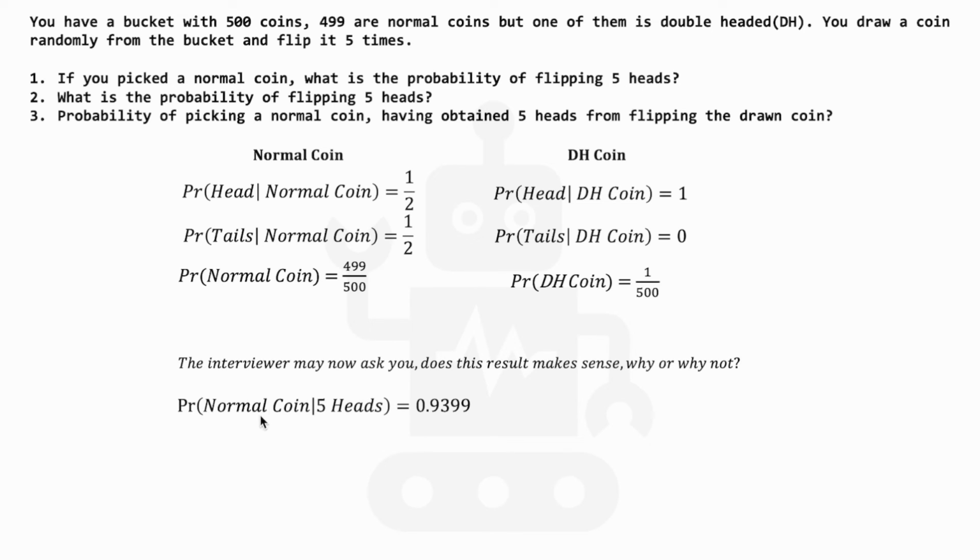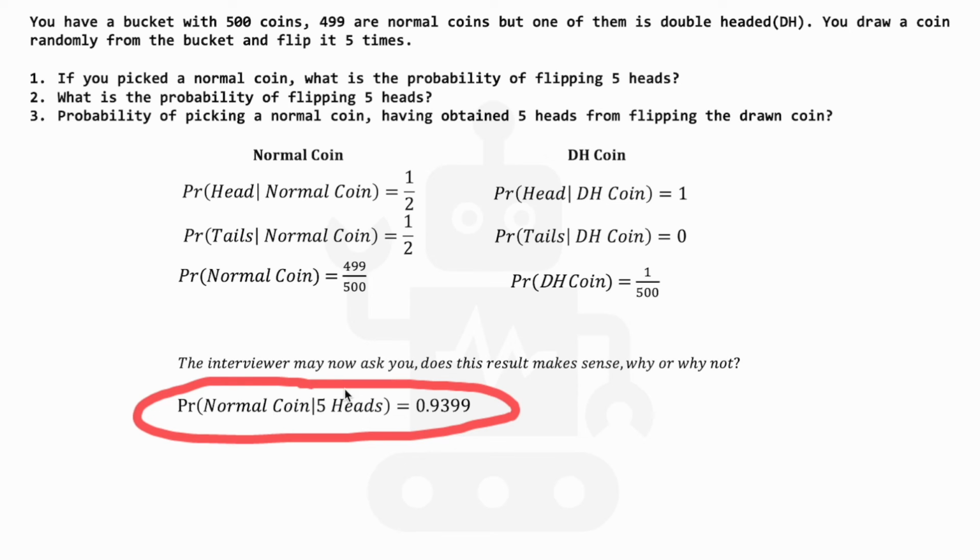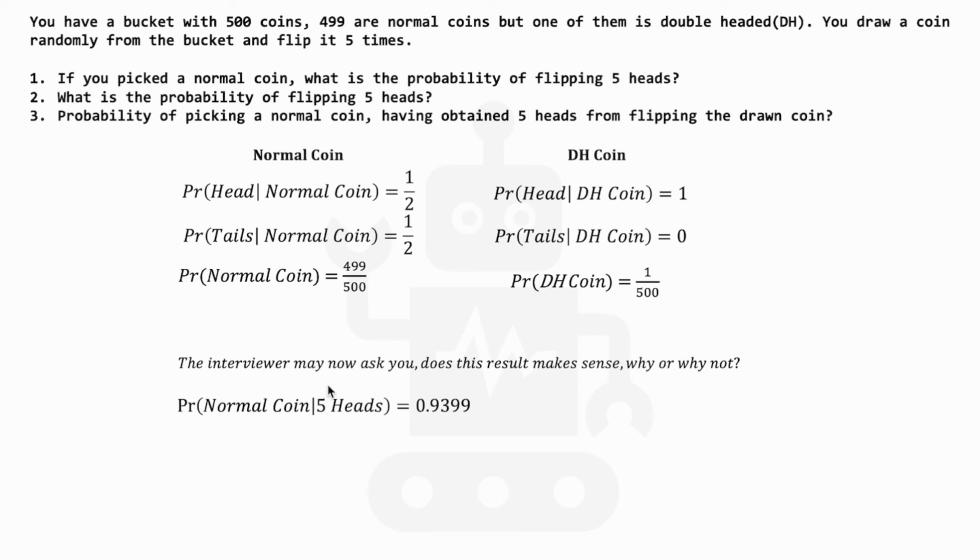So let's think about it. Now our posterior estimate of the probability of getting a normal coin is 0.9399, right? And if we just express the prior in decimal form, just to make it easier for us, the probability of getting a normal coin, the prior, is 0.998. And now what you will notice is that our posterior, 0.9399, is lower than our prior, 0.998. Why has the posterior changed and lowered slightly compared to our prior?